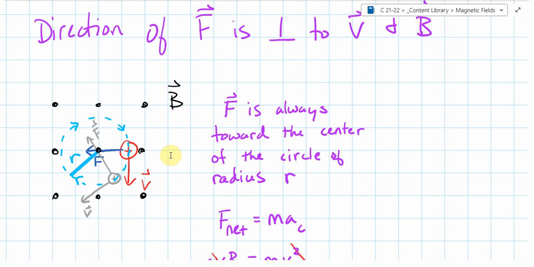A very common problem that you will see, I've seen it on an FRQ, I've also seen it on multiple choice problems, is they will give you enough information and then they'll ask you things like, what's the radius of the circle that this thing makes? Or they'll tell you the radius and they'll ask for the magnetic field magnitude, or, I don't know, there's a lot of them.